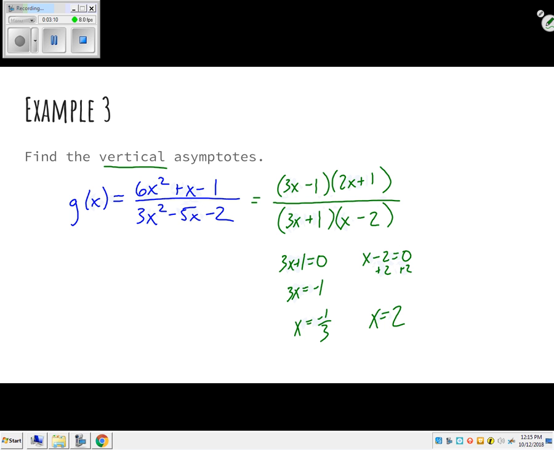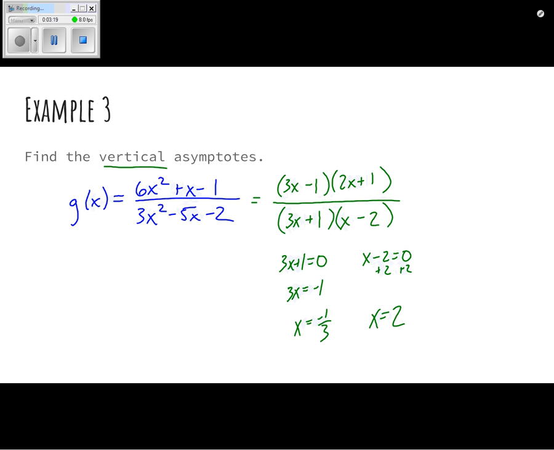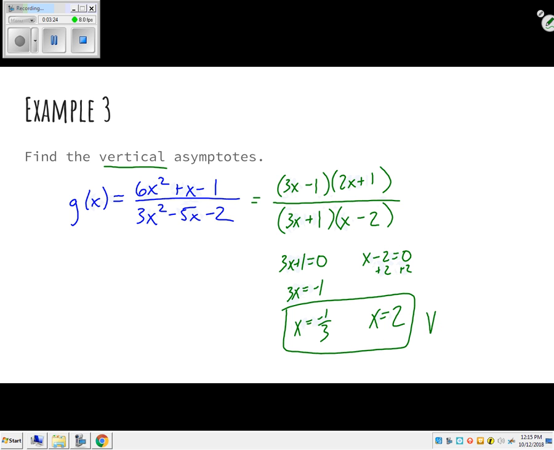You might be saying, why in the world did you factor that bottom out, or the top? Well, there is a reason. Just hold tight with that. So these two down here would be my answers. You're going to hear me refer to these as VAs. Vertical asymptotes is kind of tricky to say, so I just call them VAs. That's a lot easier for me.